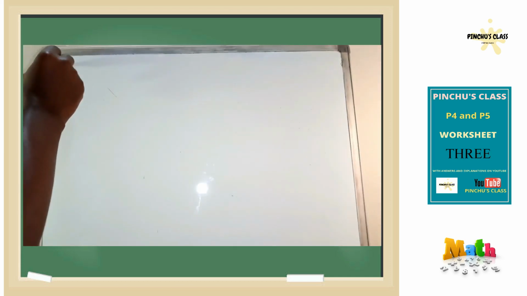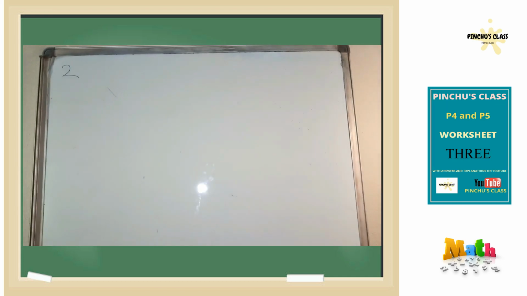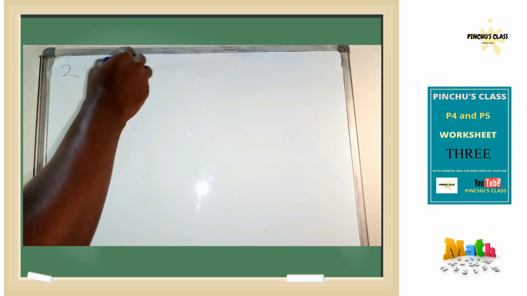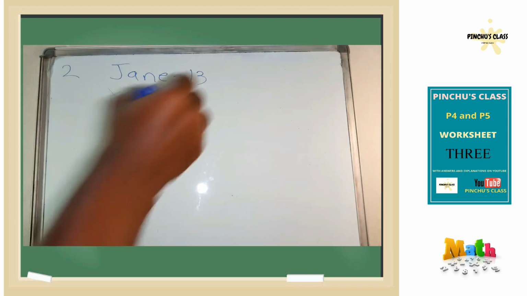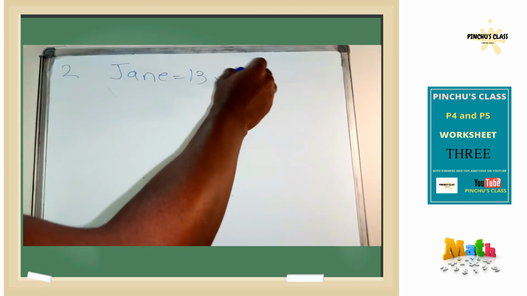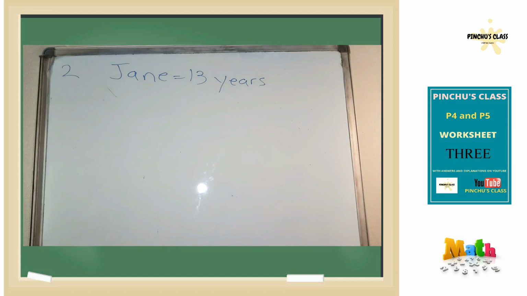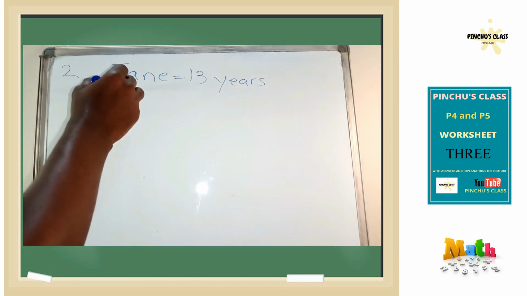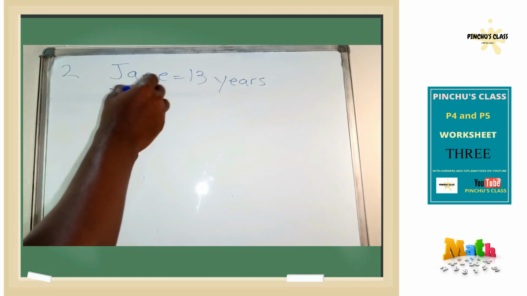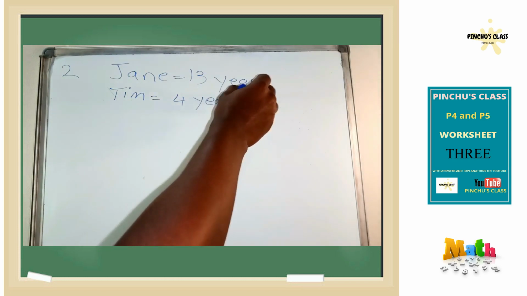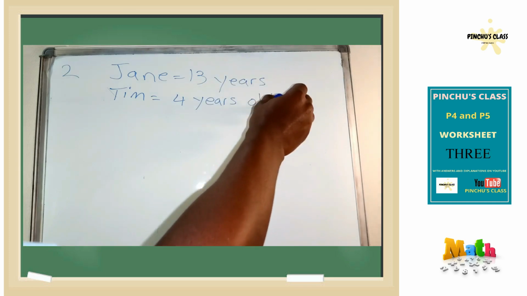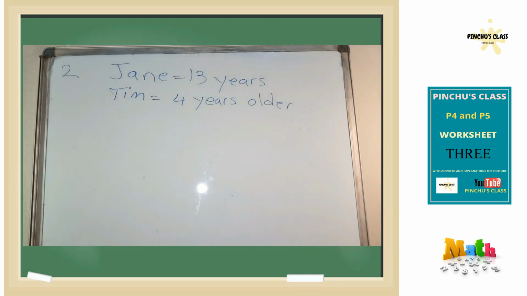Let's go to number 2. Number 2, they have told us that Jane is 13 years old. Tim is 4 years older than Jane. So they have told us how old is Tim.